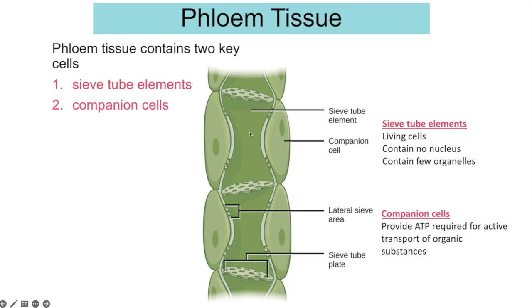resistance from those organelles. Now, because it doesn't have organelles though, it is reliant on the companion cells to provide ATP for the active transport of organic substances. So companion cells do have all their organelles, and they have lots of mitochondria for aerobic respiration to be able to provide lots of ATP.